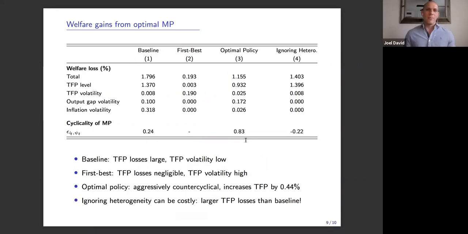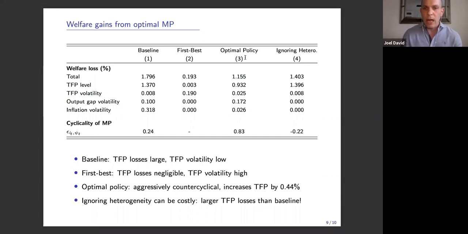Okay, I'm probably at two, but just turning to the quantitative results, I can't go through the calibration, but what I'm showing you here is essentially the welfare losses and the cyclicality of policy under four different scenarios. In the baseline scenario, I assume that monetary policy follows a standard Taylor rule. We can see that the welfare losses are fairly large. This is 1.8% of lifetime consumption in the steady state. But strikingly, the vast majority of those losses come from the level of TFP. And that term is not there in the standard New Keynesian setup.